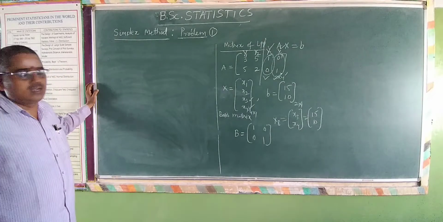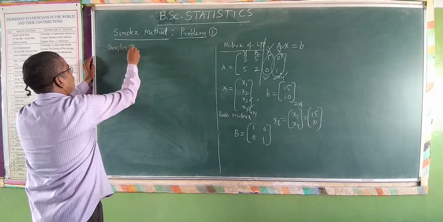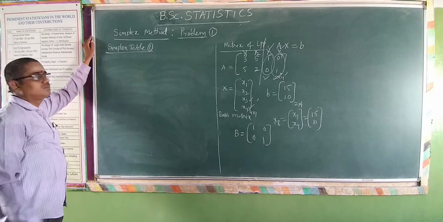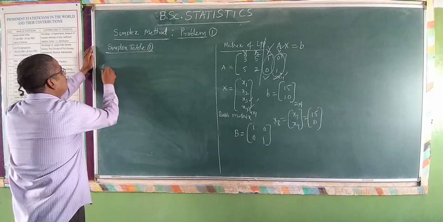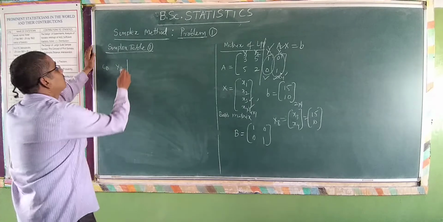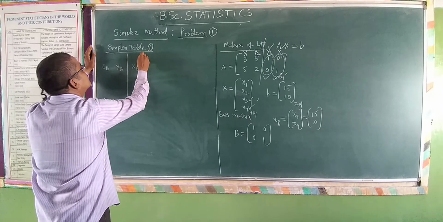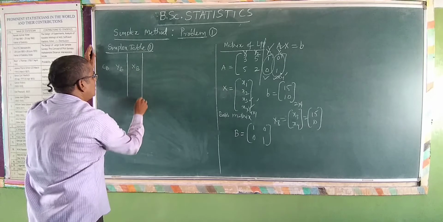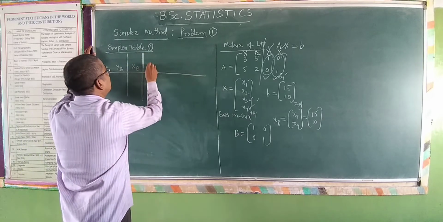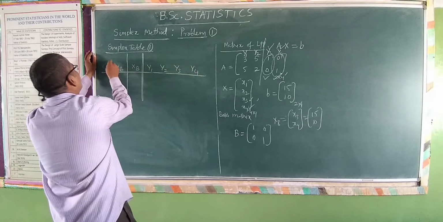I am forming simplex table 1. What is simplex table 1? You see, I am forming the columns CB, YB, and of course the associated values here. And XB starts the first column of the simplex table. I am drawing two lines here. This is Y1, Y2, Y3, Y4. There are 4 particular columns here.